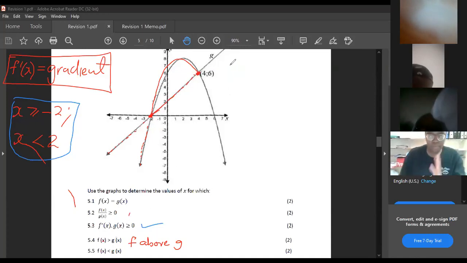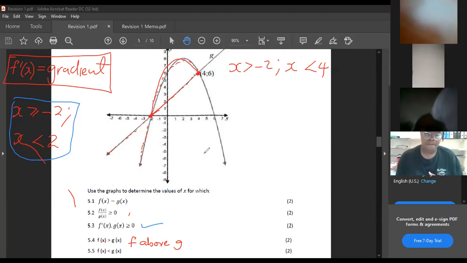So between -2 and 4, so you say for x is greater than -2, but x less than 4. That means f is above g, literally above, right? Then let's come to this one. Where do you find f below g?